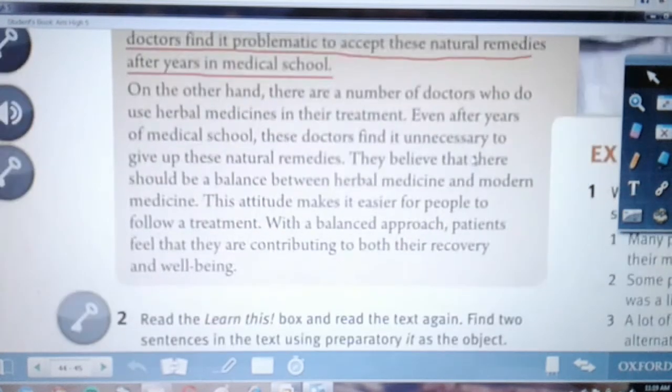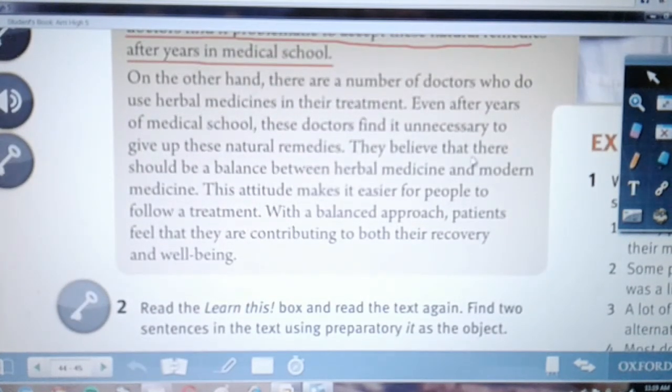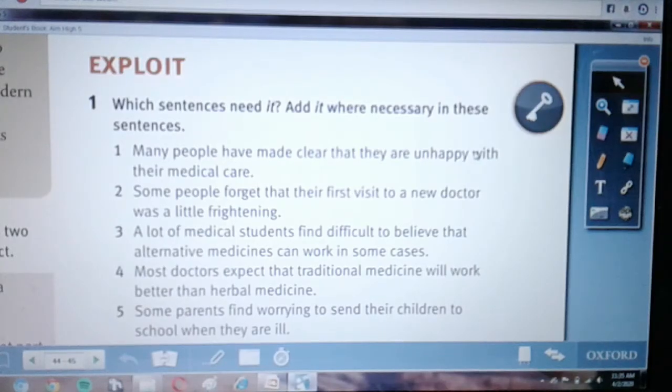Now it's time for you to find two other examples of preparatory it as object in the second paragraph. Please underline the preparatory it as object that you can find. After discovering two examples in the text, please move on to the exploit part. Here we have the first part in which you have to find sentences that need it. So add it where necessary in these sentences.